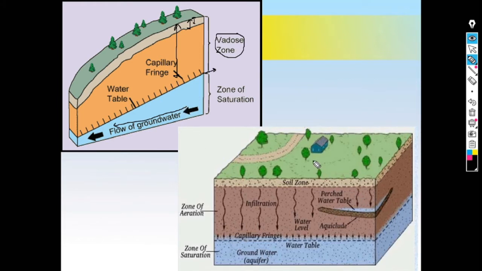Here again this is a three-dimensional representation where water is infiltrating from the surface. This is the soil zone. Then again this is a water table. This will be the zone of aeration, this will be your zone of saturation, and the rock formation bearing the water and which is also able to discharge the water, that is nothing but your aquifer.